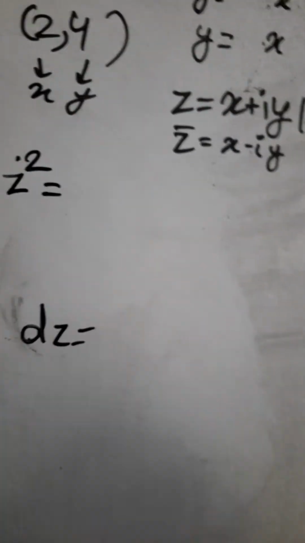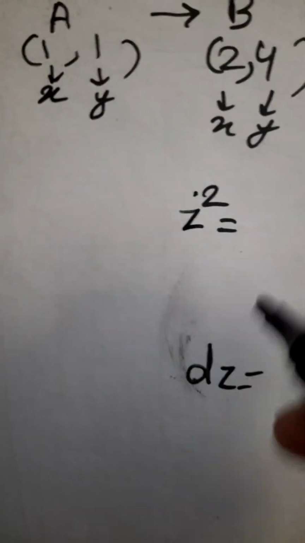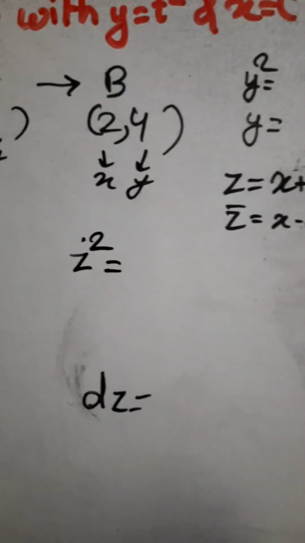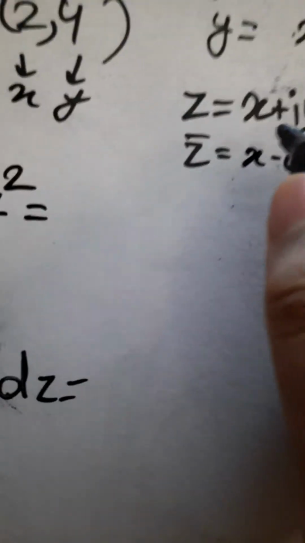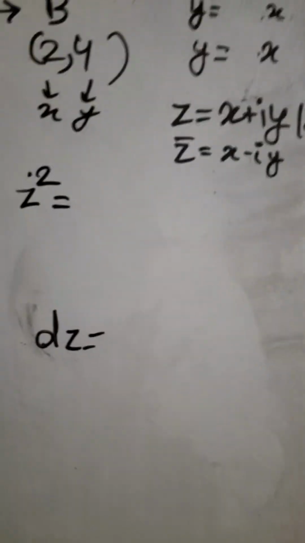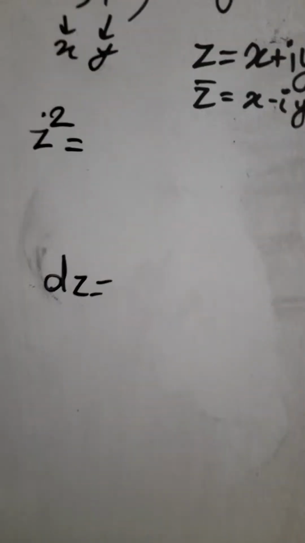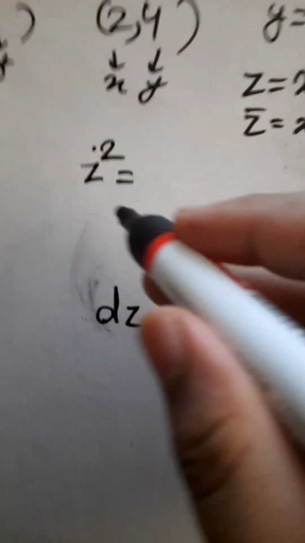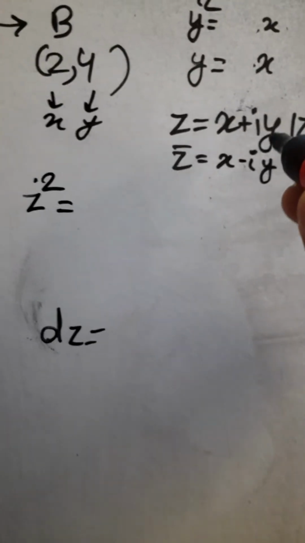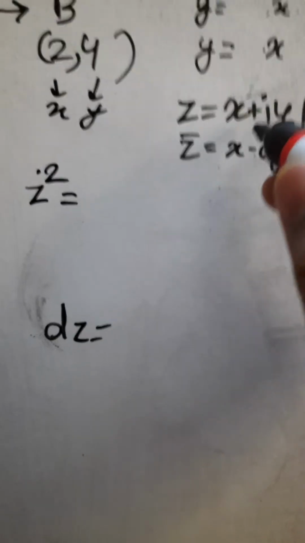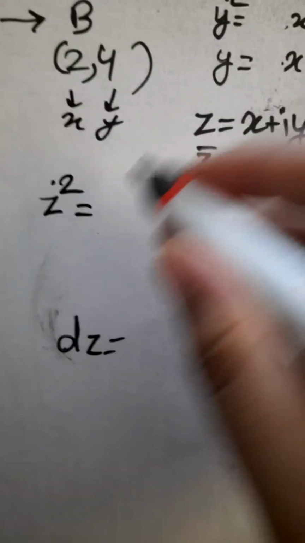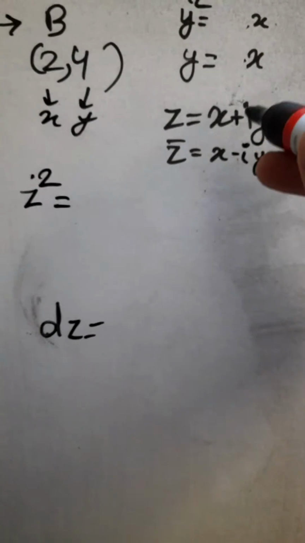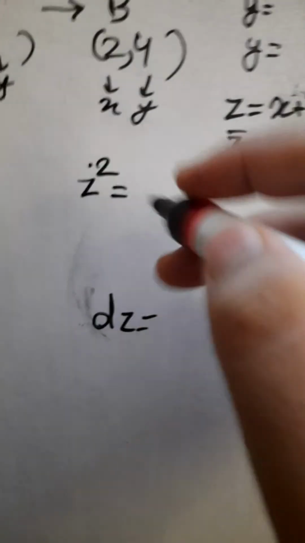Now z square, so I have to substitute, since we are solving everything in x and y, actually in t, by the way. First we have to solve as x and y, then we can go for t. So z square, we have to substitute z by this x plus iy, which is the value, z equal to x plus iy. Since z and x plus iy are the same thing, we have to substitute this x plus iy in the z place and take it square.